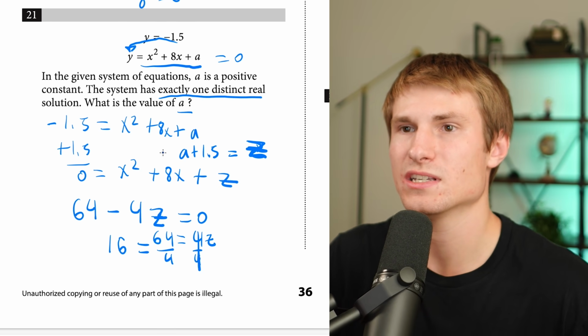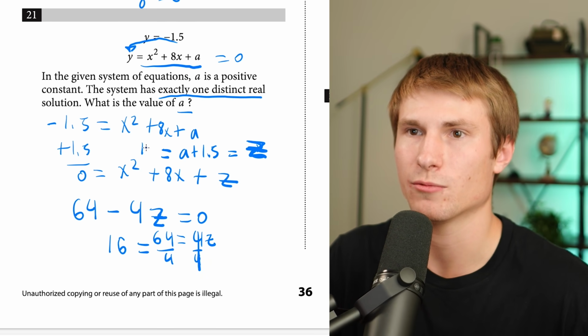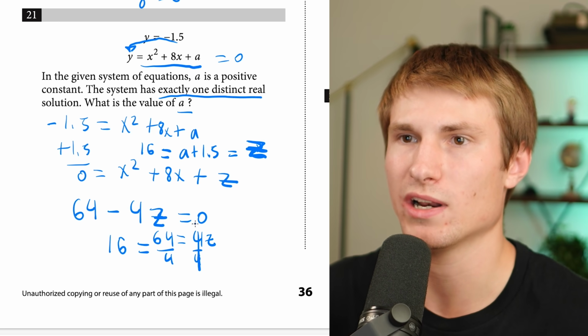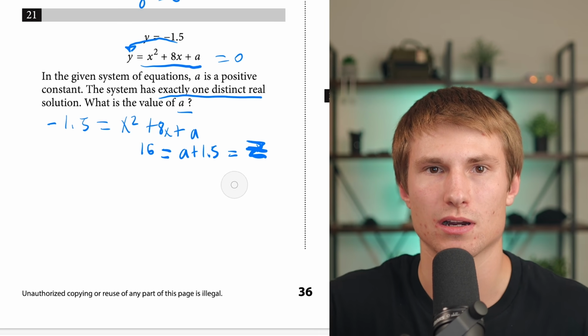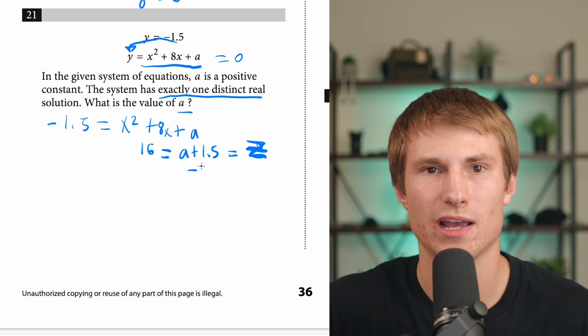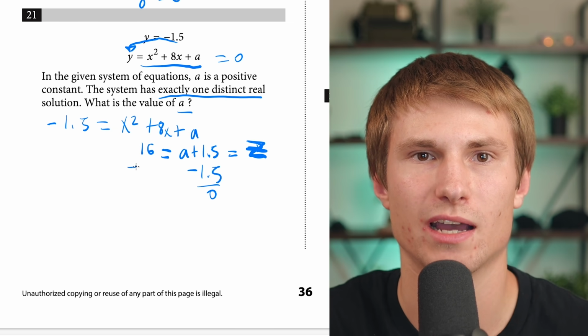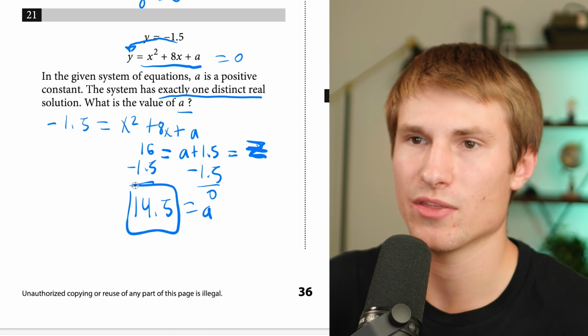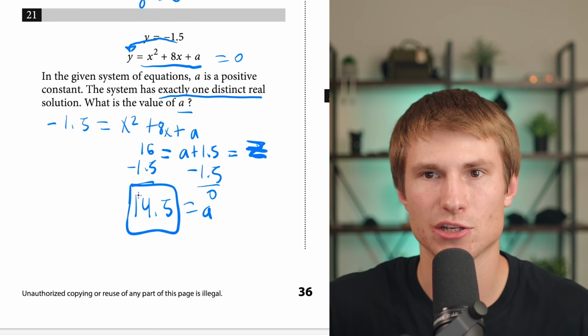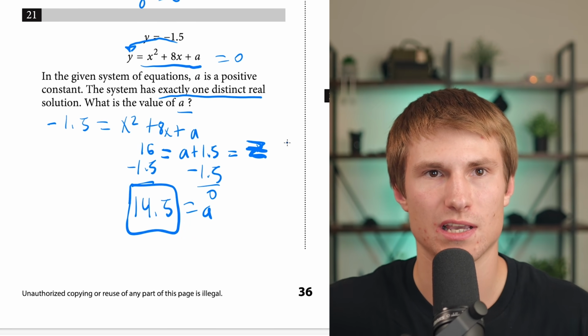Now that we have z is 16, we can go back up here, and we have 16 is equal to a plus 1.5. I'm going to erase this so you can see what I'm doing back up here. 16 is equal to a plus 1.5. I subtract 1.5 from each side, and I get 14.5 is equal to a. So there's what you need to know about the number of real solutions on the SAT math section, along with this question as an example of how you can apply it.